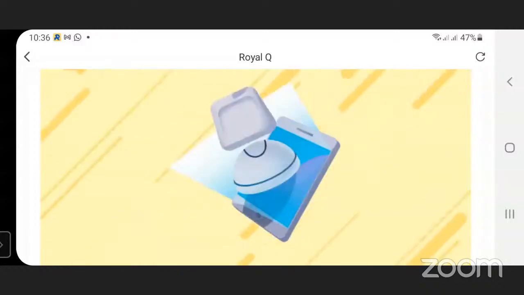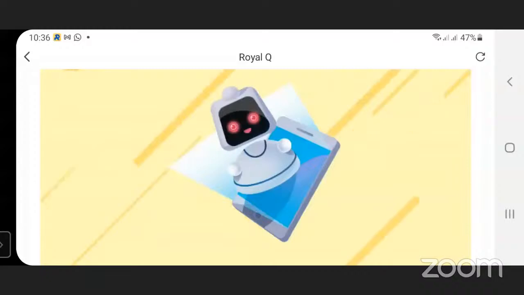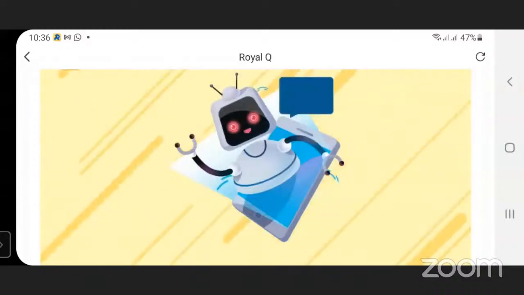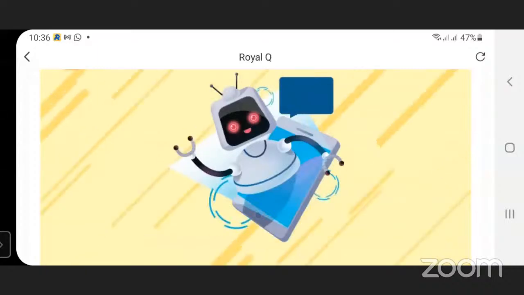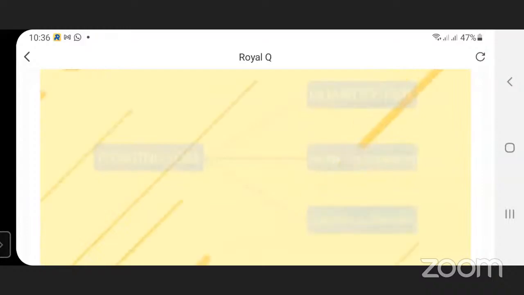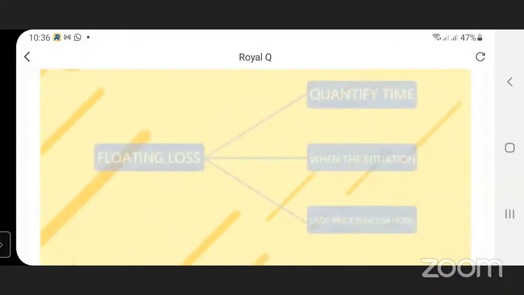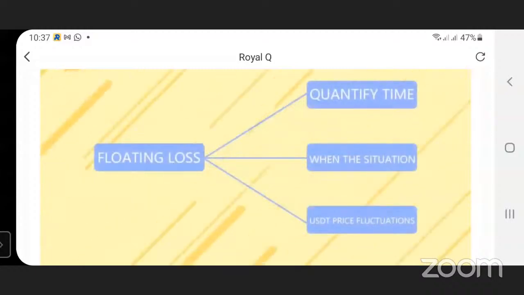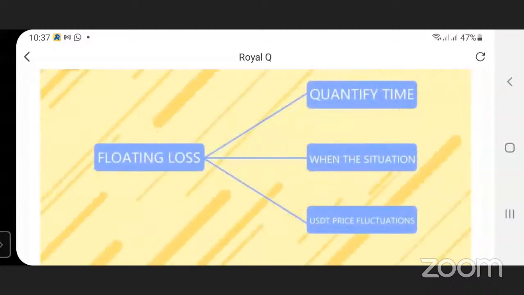Intelligent quantification is to execute orders in strict accordance with the strategy model and market monitoring data, so there will be no loss of sales. The existence of floating losses is affected by three aspects, namely the current situation, the time of quantification, and the price fluctuation of USDT.